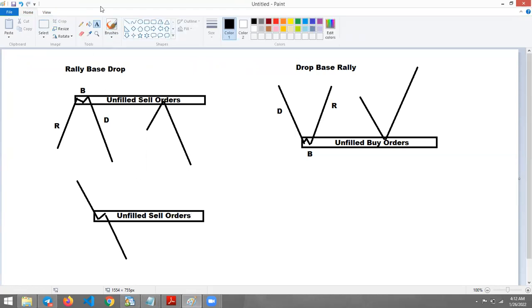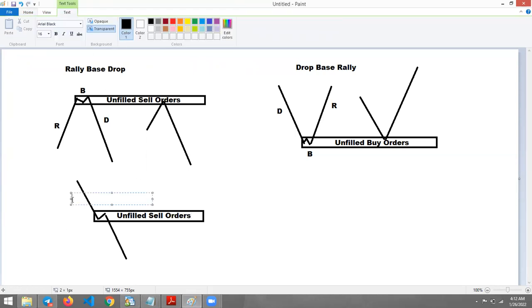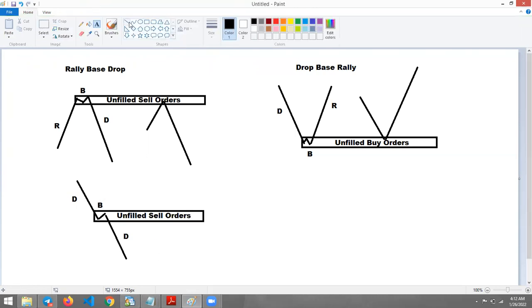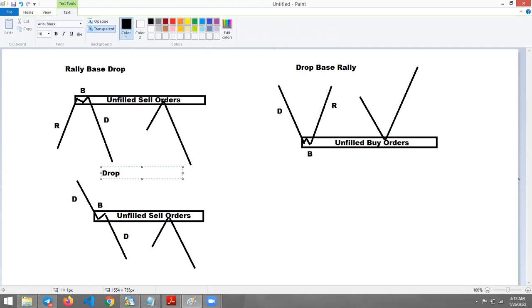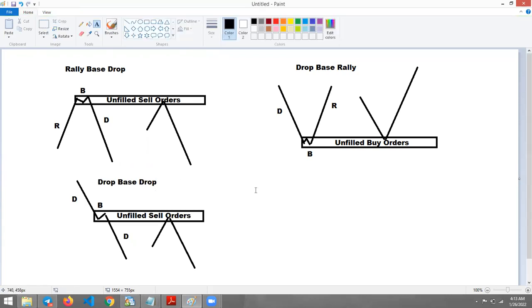So now when price forms this kind of structure, drop, then it forms the base, and then drops, we wait for price to retrace, fill up the orders, and then drop. So this is what we call the drop base drop. It's a very simple continuation kind of decision point.